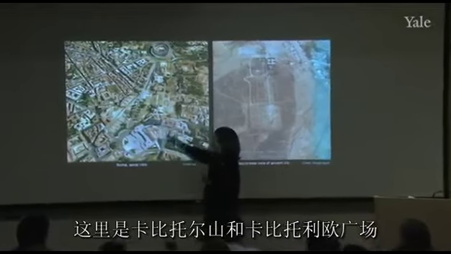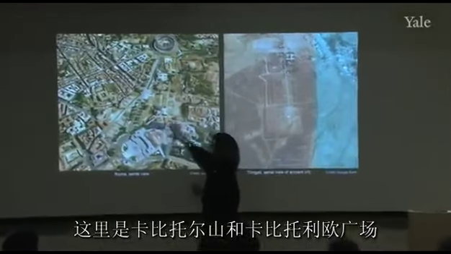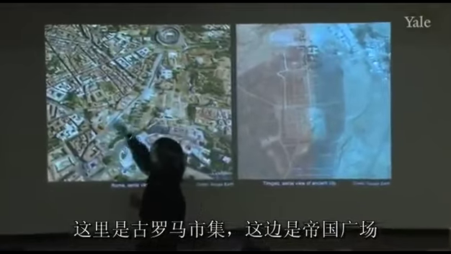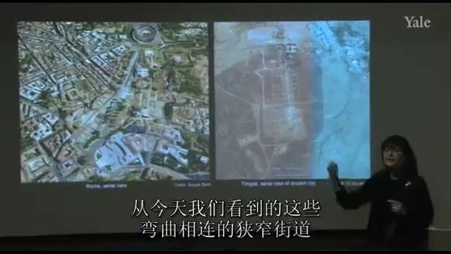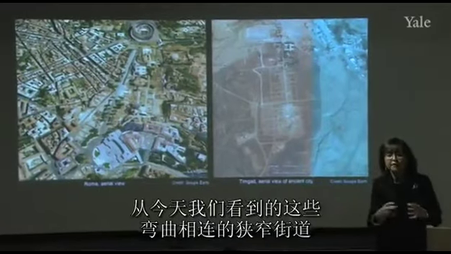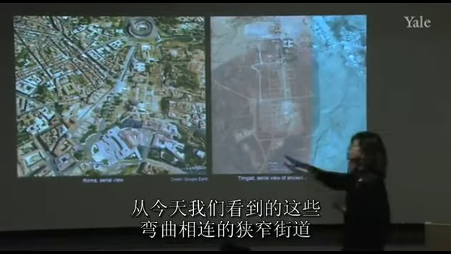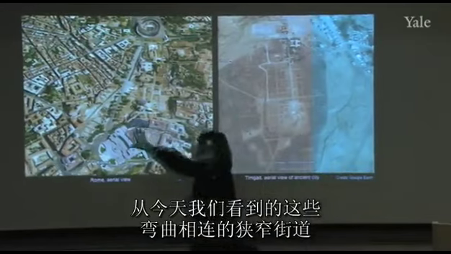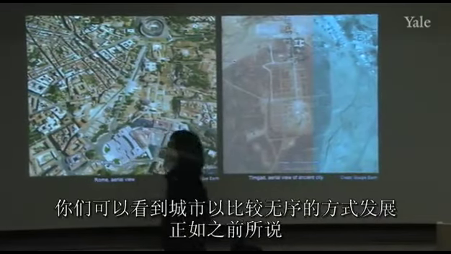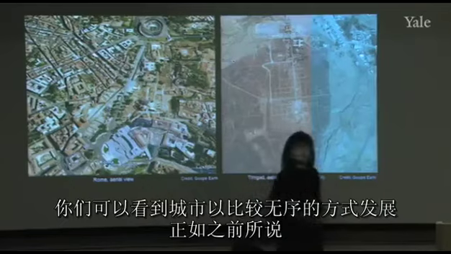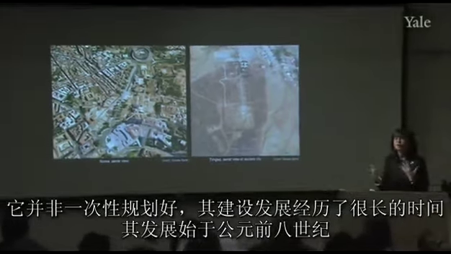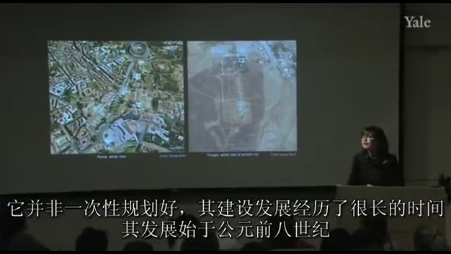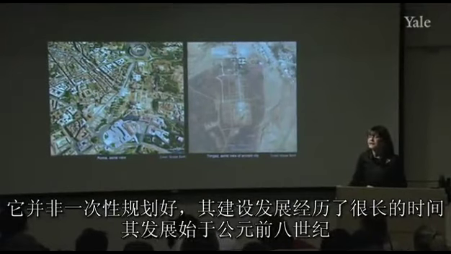And the Capitoline Hill, Campidoglio over here, the Roman Forum, the Imperial Fora on this side. But you can see from the relatively crooked and narrow streets of the city of Rome as they look from above today, that, again, the city grew in a fairly ad hoc way, as I mentioned. It wasn't planned all at once. It just grew up over time, beginning in the 8th century BC.